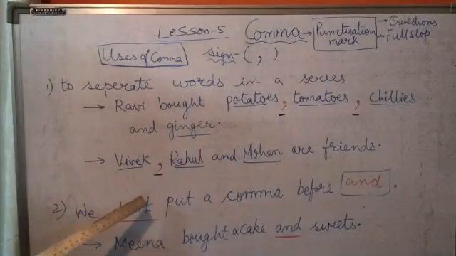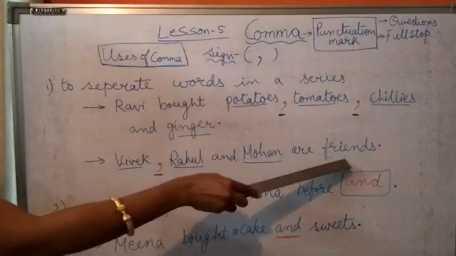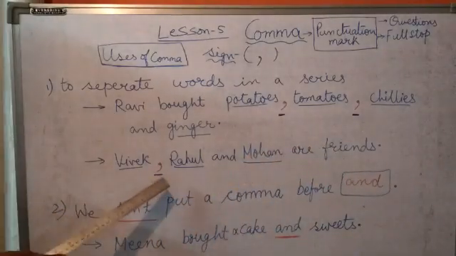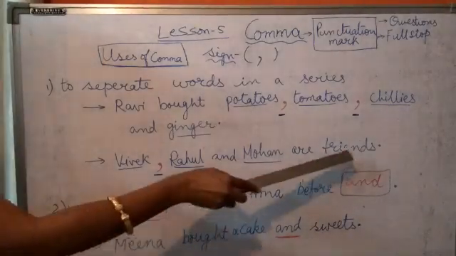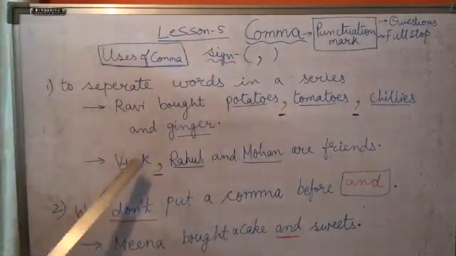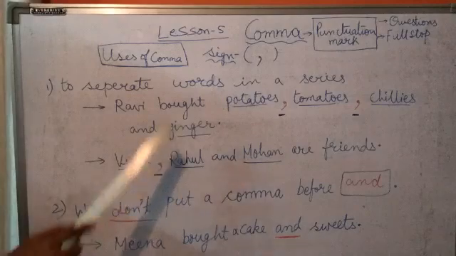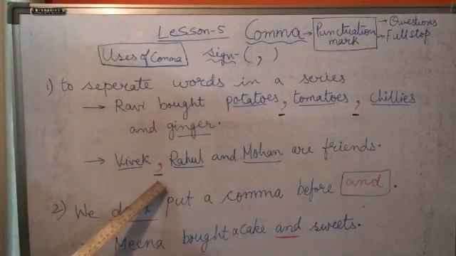Now, next example is Vivek, Rahul and Mohan are friends. Now, here I have used names of persons, that is proper noun. Vivek, Rahul, Mohan are friends. So, to separate these words, that is proper nouns, we have used comma. So, Vivek, Rahul, in between I have put comma.